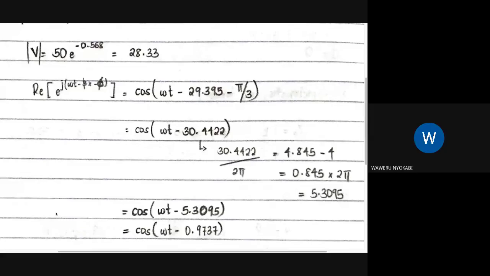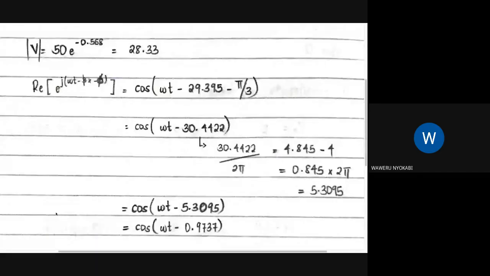Do you understand? Plus 0.9737. This is not omega t minus. That's the mistake I made. I will correct it. Sorry, this is omega t plus 0.9737.